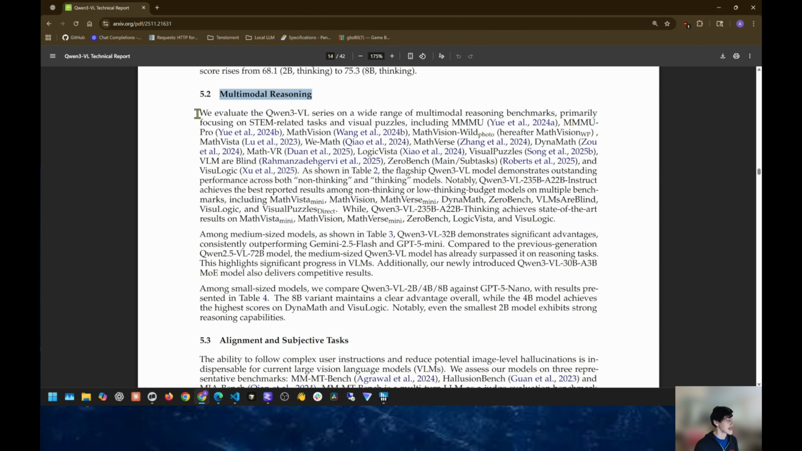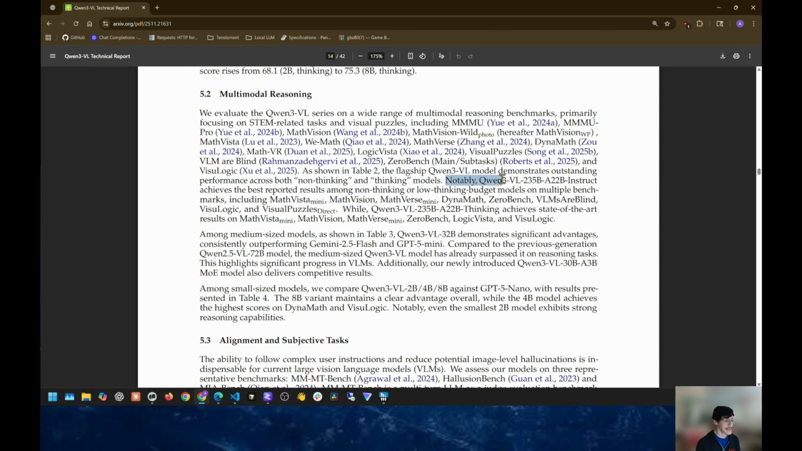Multimodal reasoning. We evaluate the Qwen3-VL series on a wide range of multimodal reasoning benchmarks, primarily focusing on STEM-related tasks and visual puzzles, including MMMU, MMMU-Pro, MathVision, MathVision Wild, MathVista, WeMath, MathVerse, DynaMath, MathVR, LogicVista, VisualPuzzles, VLMs Are Blind, ZeroBench, and VisuLogic. As shown in Table 2, the flagship Qwen3-VL model demonstrates outstanding performance across both non-thinking and thinking modes.